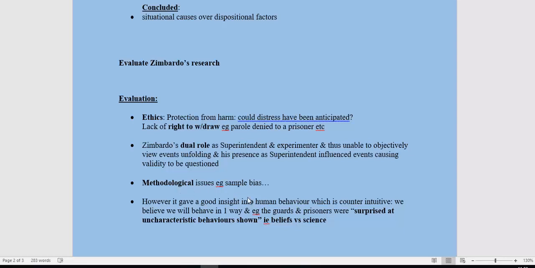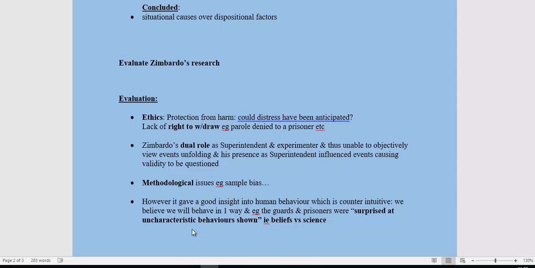Other methodological issues, for example, sample bias. We know there were white young men from Stanford University, and that is not a cross-section of society. They were also a volunteer sample, so we know that we've got bias in there, and therefore we're limited in generalizing, and that means we haven't got the scientific credibility or the validity. So there's plenty you could talk about there.